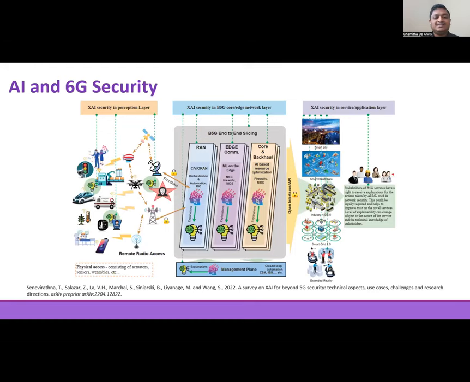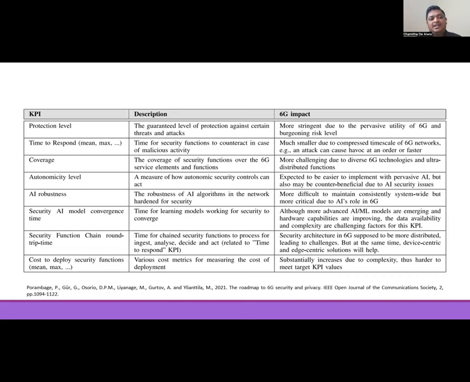So the solutions that we need to develop should have a better protection level, and also the time to respond should be very less. And they should converge different technologies and provide efficient solutions. The autonomous level should be very high. The AI robustness should be very high. And the security AI model convergence time should be very low.